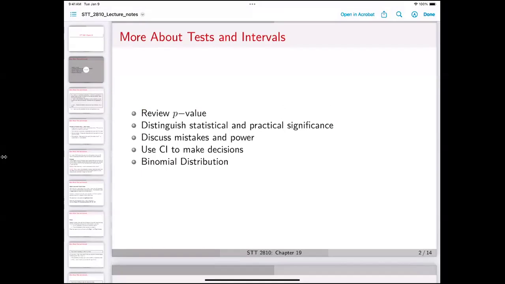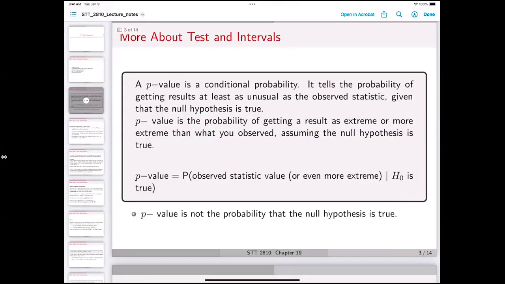It means that we could make mistakes. How can we make mistakes? If the null hypothesis is true and you reject it, you've made a mistake, isn't it? If the null hypothesis is false and you fail to reject it, it means that you've also made a mistake. Is that okay? We are going to look at those types of mistakes and then look at the binomial distributions too. So what is the p-value?